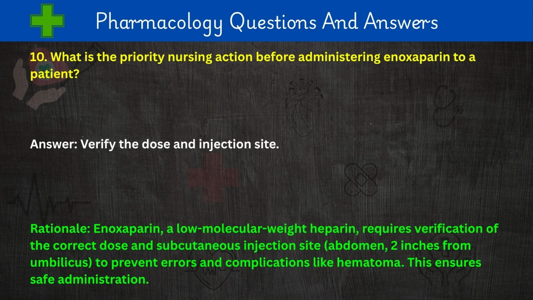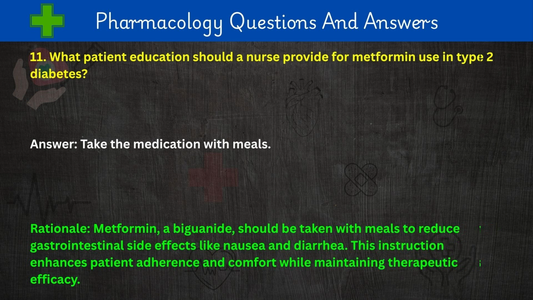10. What is the priority nursing action before administering enoxaparin to a patient? Answer. Verify the dose and injection site. Rationale. Enoxaparin, a low molecular weight heparin, requires verification of the correct dose and subcutaneous injection site, abdomen, 2 inches from umbilicus, to prevent errors and complications like hematoma. This ensures safe administration.